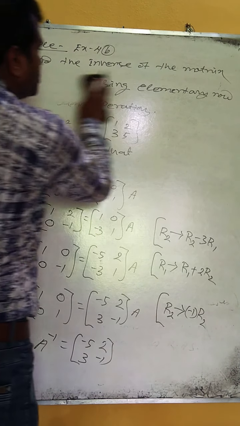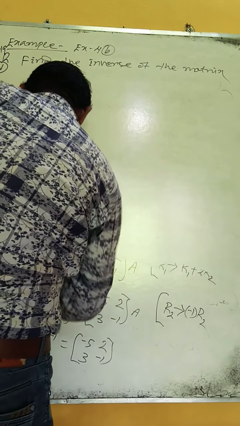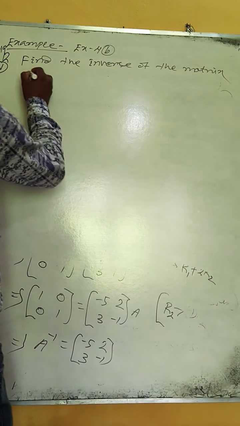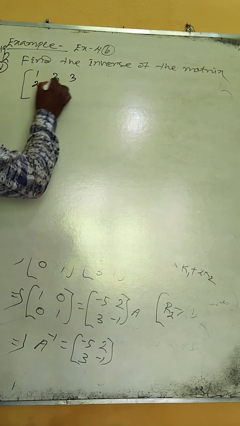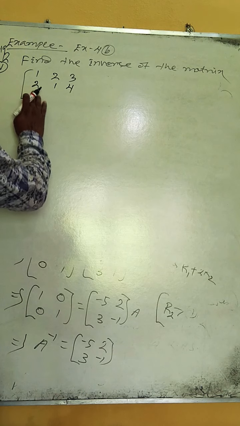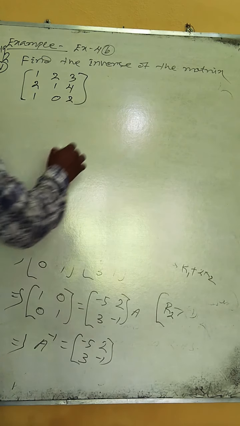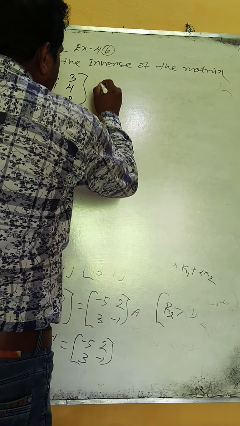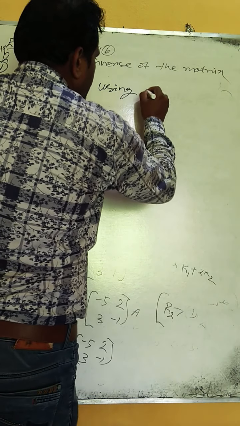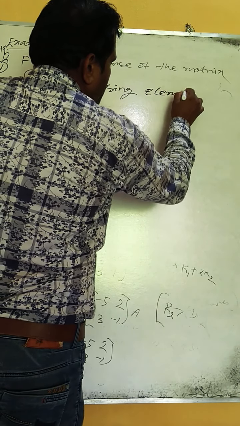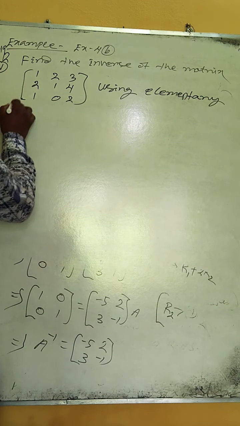So find the inverse of the matrix 1 2 1, 2 3 2, 1 4 1, 0 2, okay, using elementary transformation.